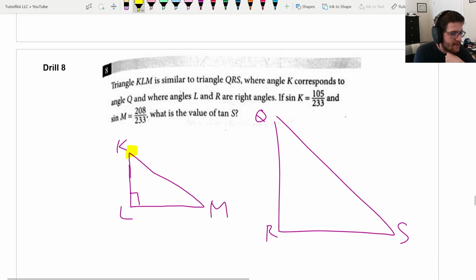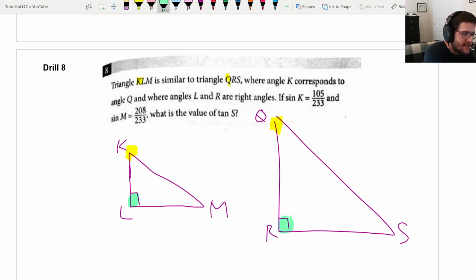Okay, so let's just make it clear though. This one's equal to this one because they're both first, right? And then the middle guys are equal. This is also a right angle. And this one's equal. And again, you can look at the similarity statement. They're in the same order. And then M and S are equal. So this one and this one are equal.